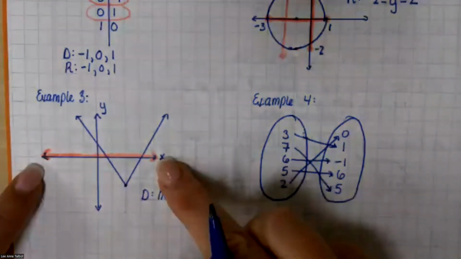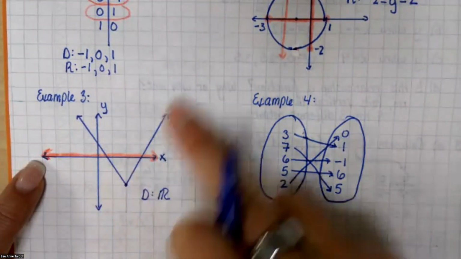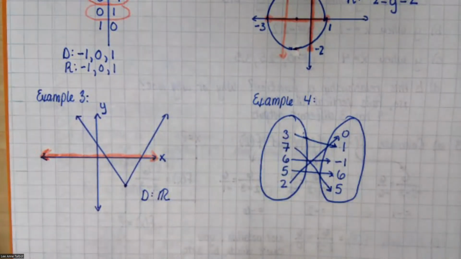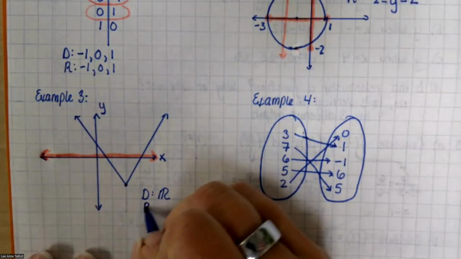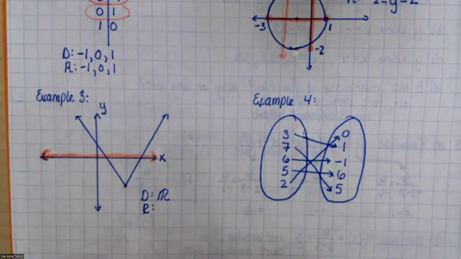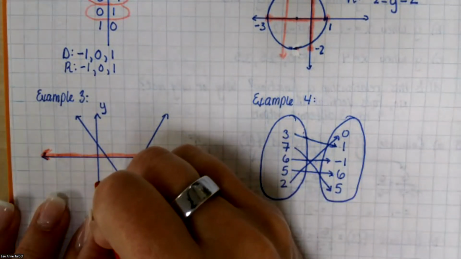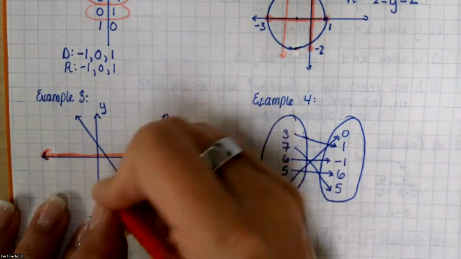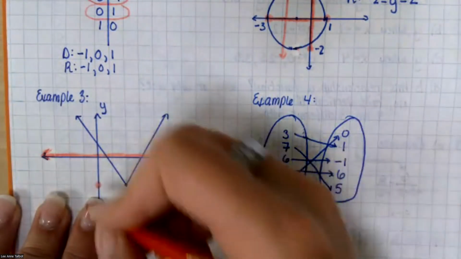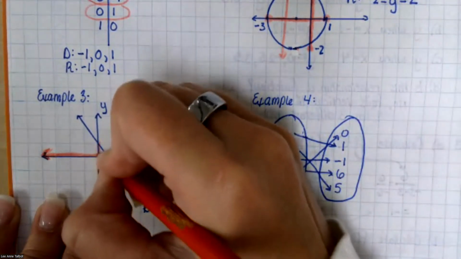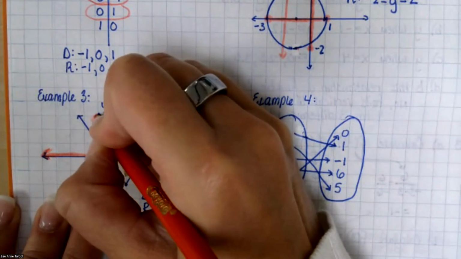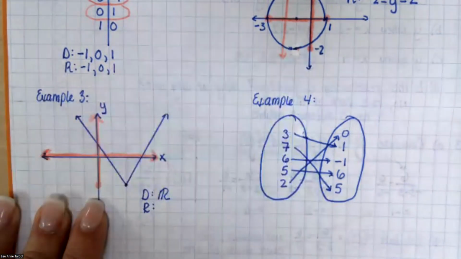Okay, so domain, forever to the left, forever to the right. So all real numbers. Okay, so now the range. This is the bottom right here. So I'm going to put a dot there at the very bottom. And it goes up forever.